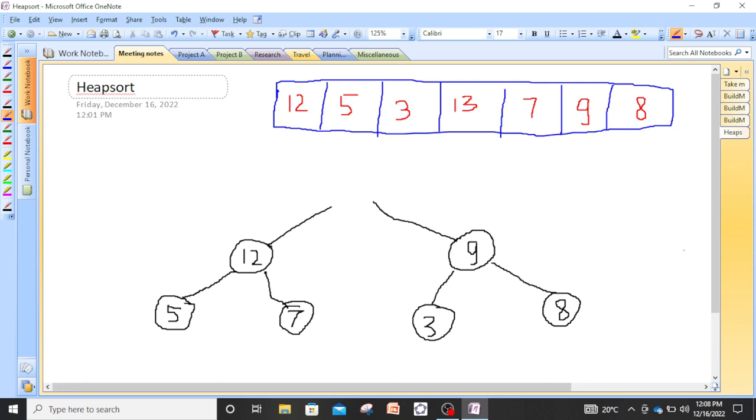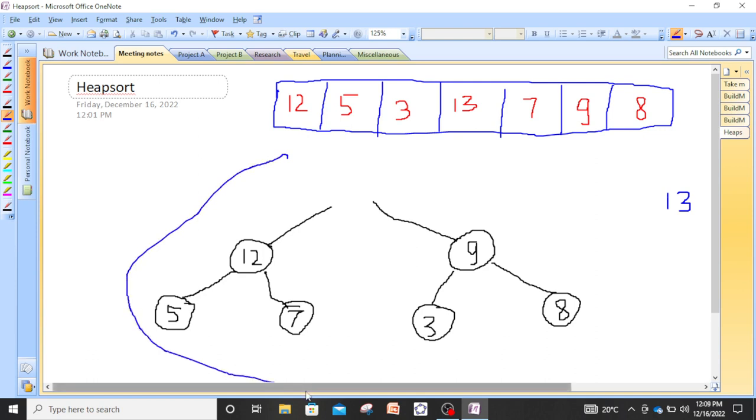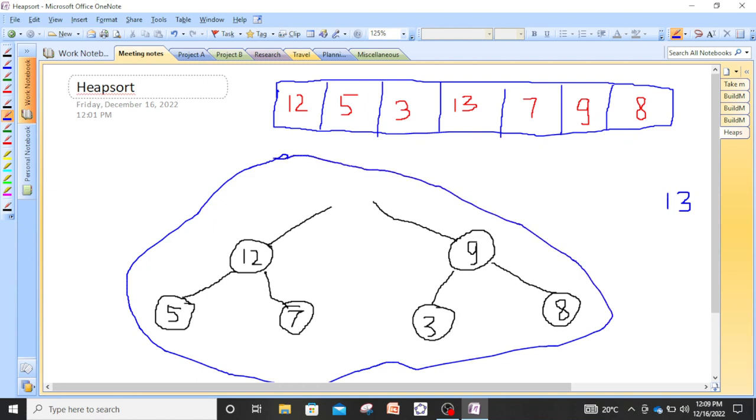Since 13 was the largest element, I keep that largest element here at a place. Now if you observe the remaining structure, this structure is not a heap now, because in a heap there must be a root node, but here you see there is no root node.